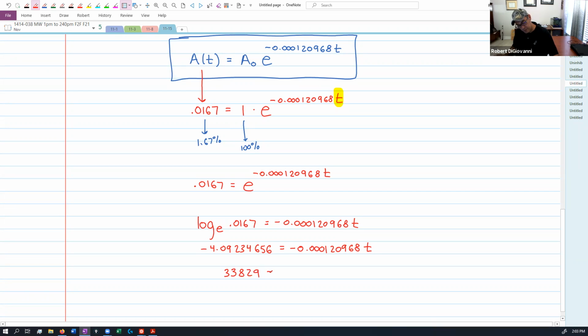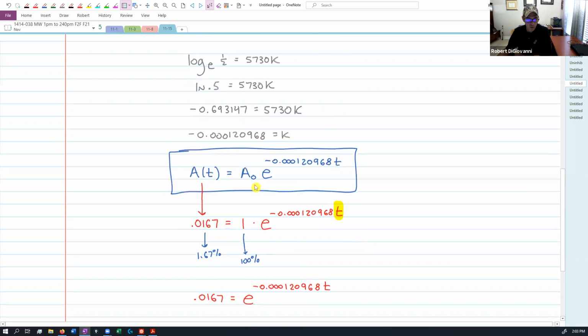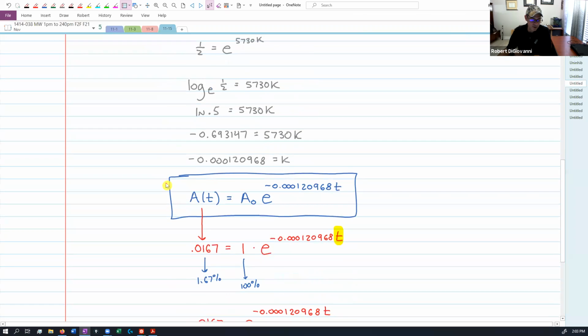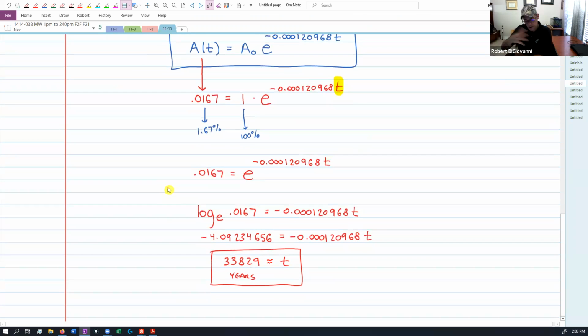33,829 is approximately what T is. And this is measured in years. So about 33,829 years is when the tree was cut down and burned, right? We're assuming it died when it burned. That happened about 33,000 years ago. 34,000 years.